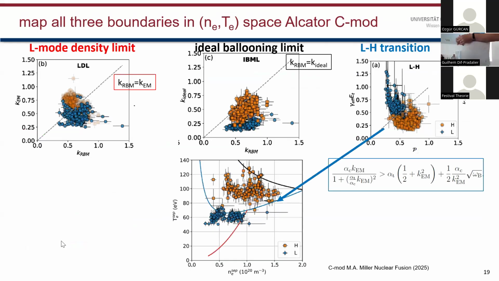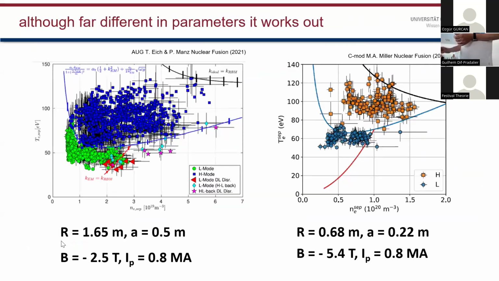And in Alcator C-Mod, you can also plot now the separatrix operational space, and it's working for the database too. The cool thing, yeah, so here's the density limit, the ideal ballooning limit, and it's covering this space. And these are far different parameters, with different major radius, minor radius, and same plasma current, but very different magnetic fields. And it's working. So also for different machines, so it seems to be pretty nice.